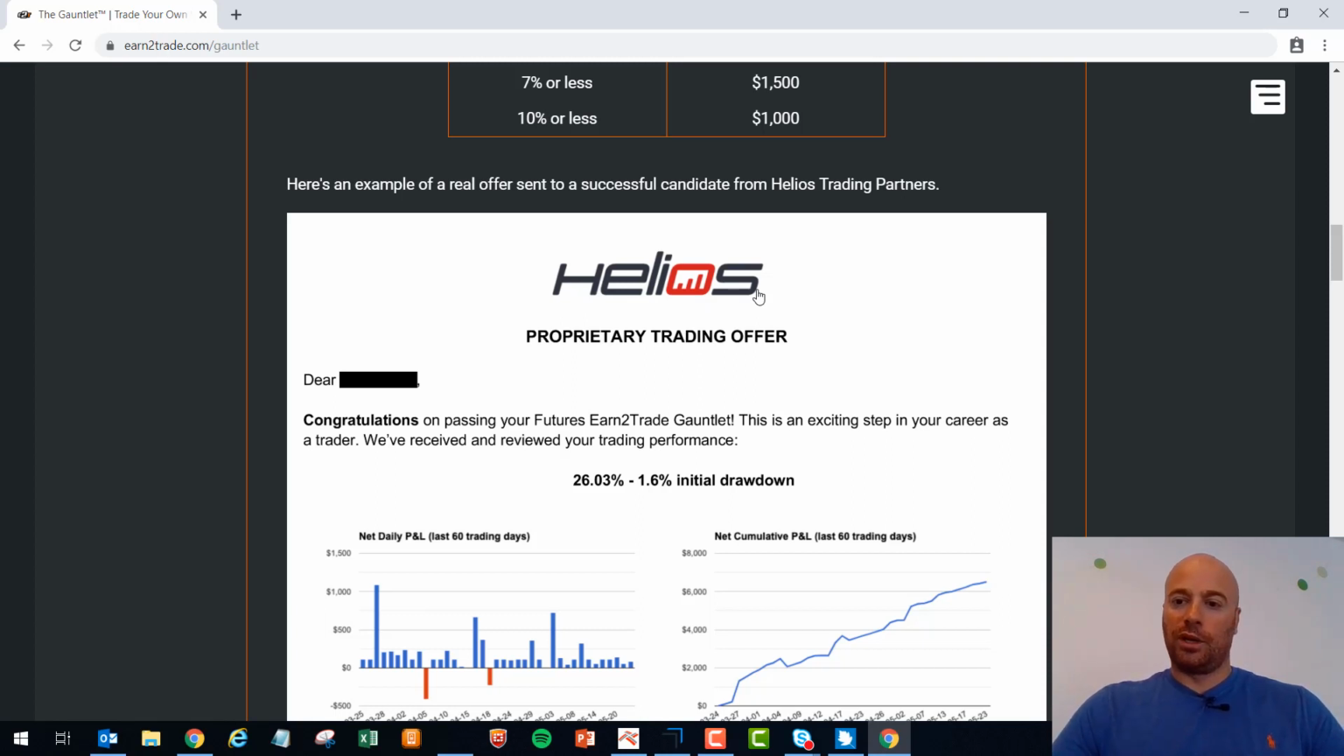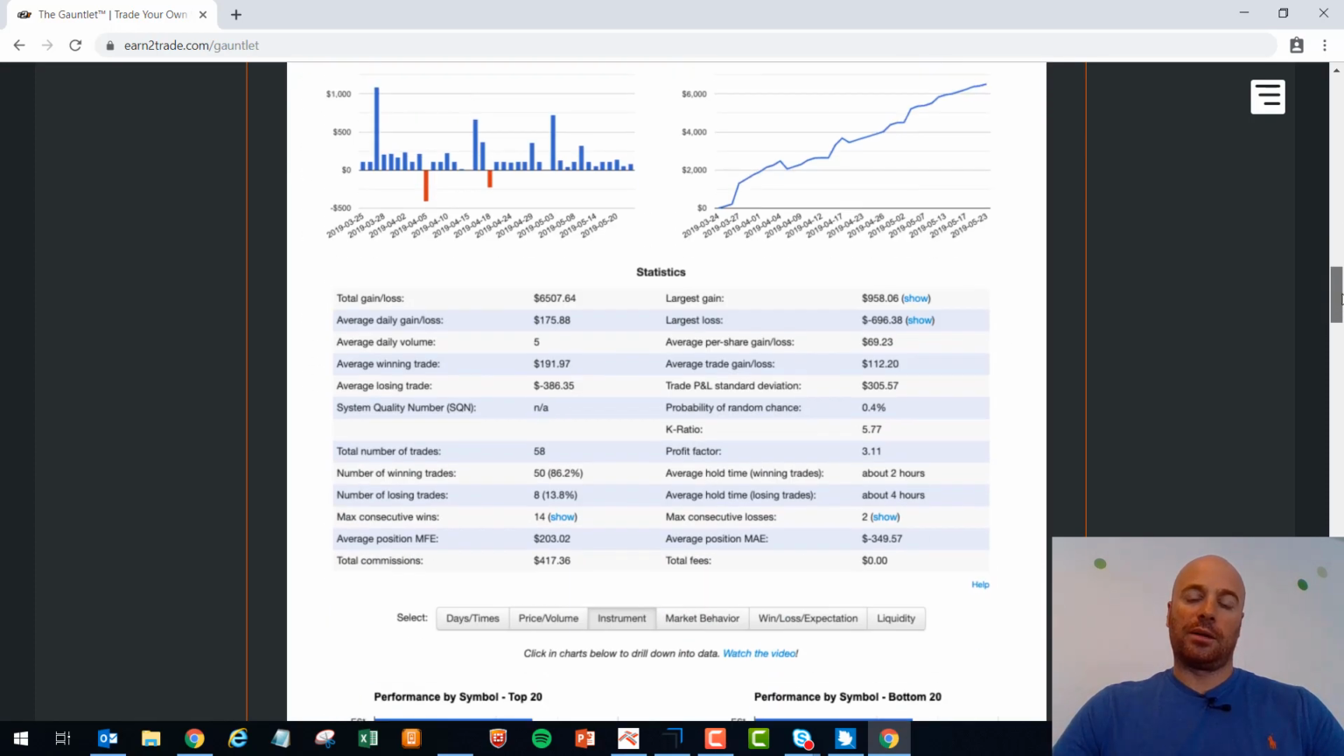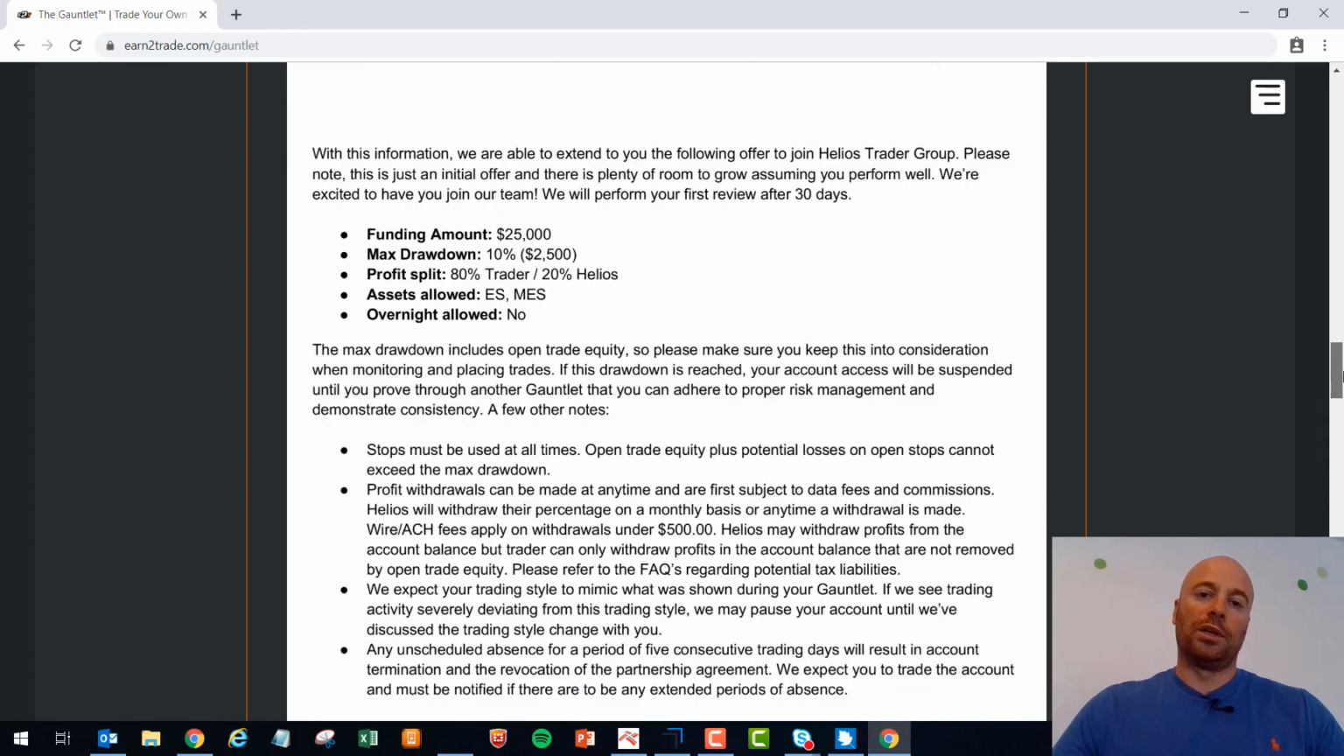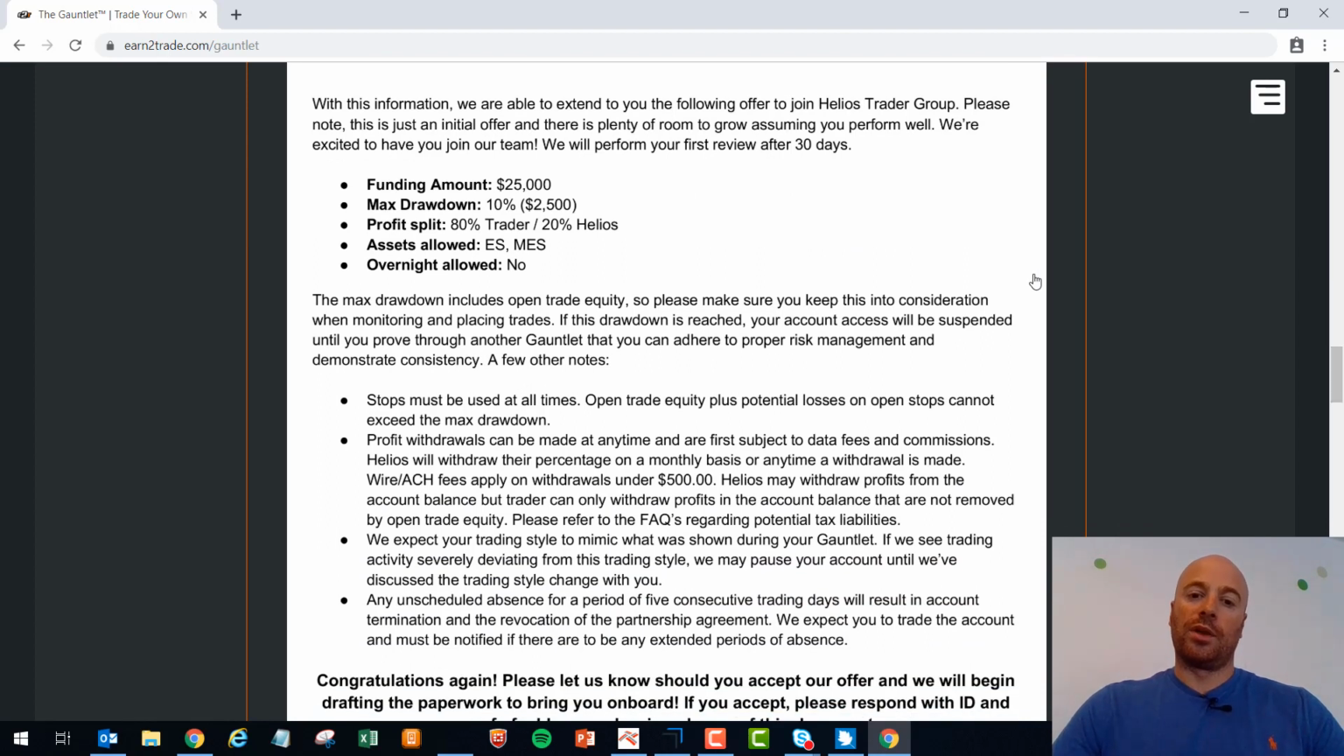And the maximum drawdown we have talked about. The Helios is the name of the trading partner. So once you complete the Gauntlet, you will be in an agreement with this trading firm. And this is an example of an offer. So a max drawdown of 10%. They've been granted here, which is $2,500, 80% split for the trader, and the assets allowed to be traded are these.